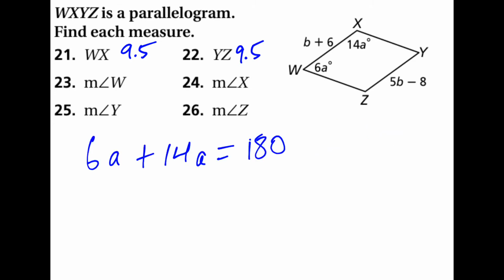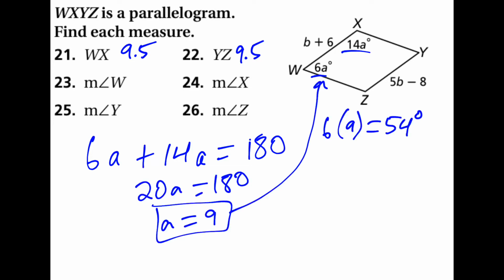For 23, to find the measure of angle W, we have to remember that consecutive angles are supplementary. So 6A plus 14A will equal 180. So if I solve for A, and I get 9, I plug that back in, and the answer becomes 54 degrees.